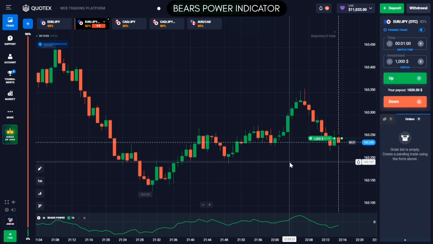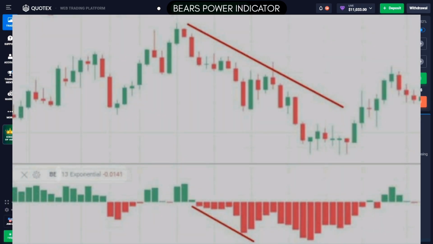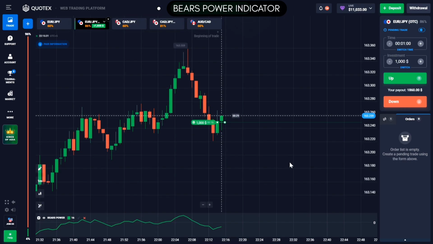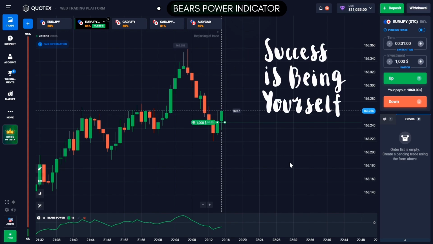The Bear's Power Indicator is a powerful tool for measuring the strength of bears in the market. By using this indicator, you can identify potential trading opportunities and make informed decisions. Remember to always combine the Bear's Power Indicator with other technical and fundamental analysis tools to maximize your trading success.